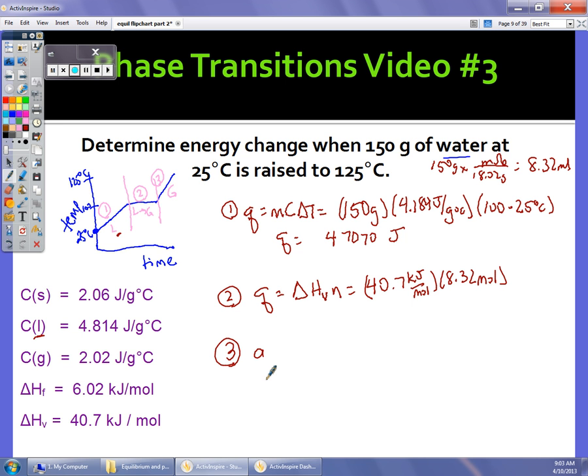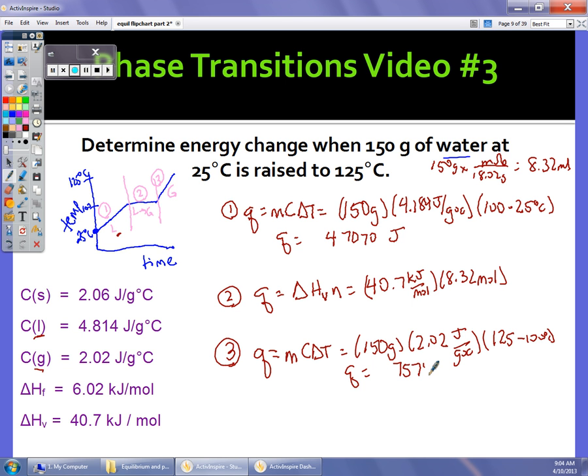Okay, on stage 3, Q equals, temperature change is increasing, so we're going to do the MC delta T formula. We have our mass. We want to stop and see which specific heat works. In here, you're in the gas phase, so I'm going to use the gas one. So I'm switching to the 2.02 number. The delta T, I went from 100 degrees to 125. So final minus initial. And when you're done, Q equals 75 joules.